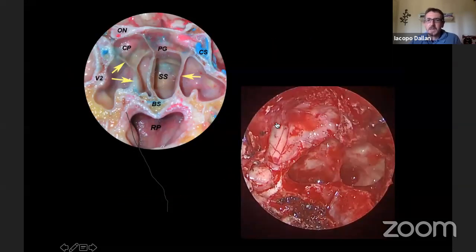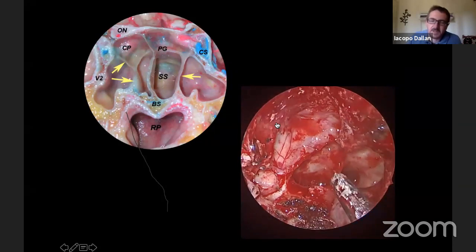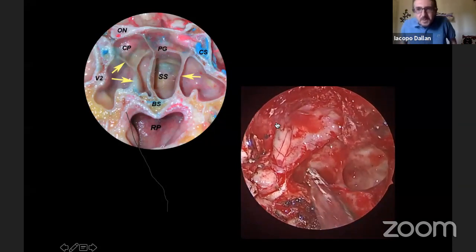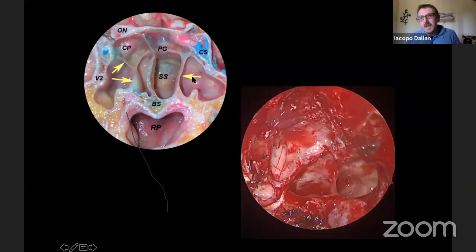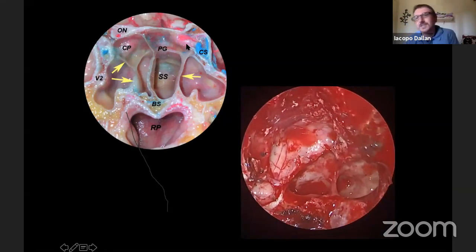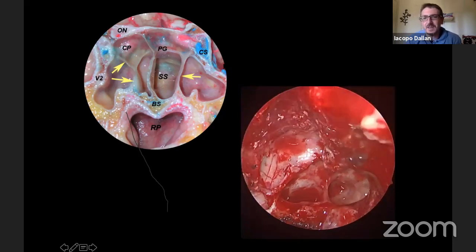Oh, this is nice. Perfect. What very good anatomy is there. You see, there are very nice yellow arrows, a very nice color in the cadaver.